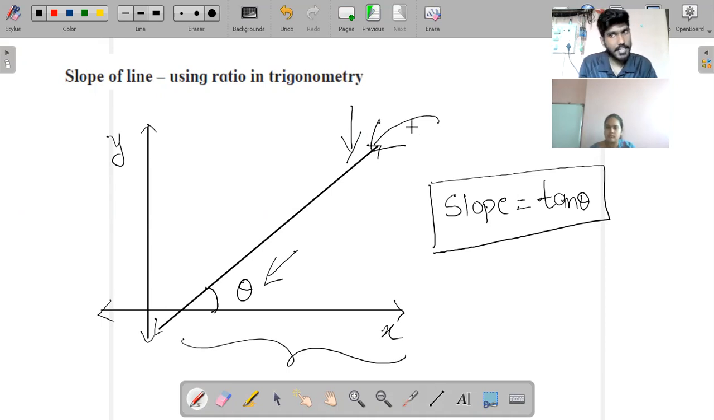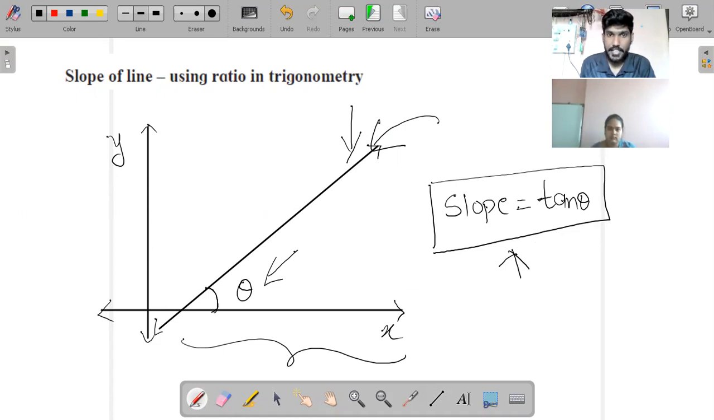it can be positive, it can be negative. Tan is opposite upon adjacent. Right? So this is the second formula to find out the slope of a given line. So it will be tan of theta.